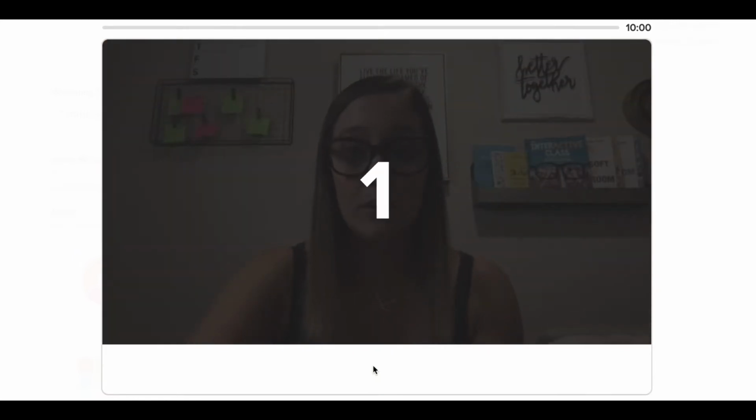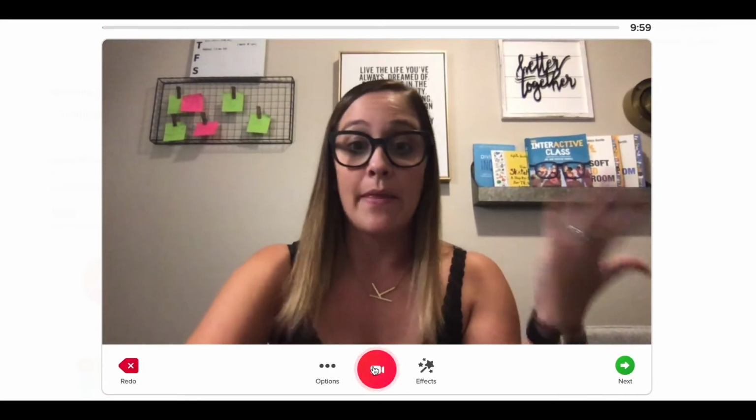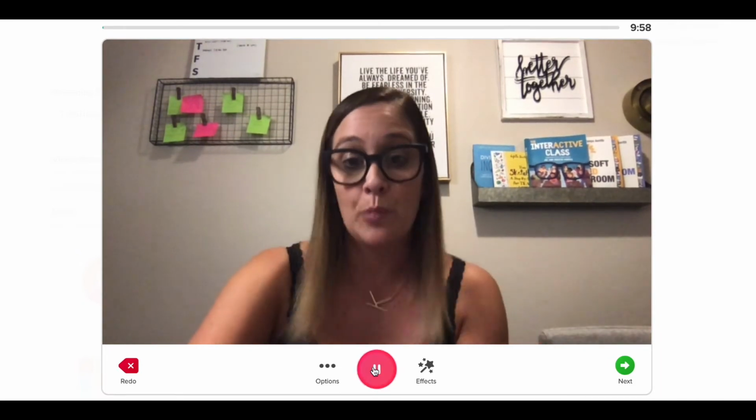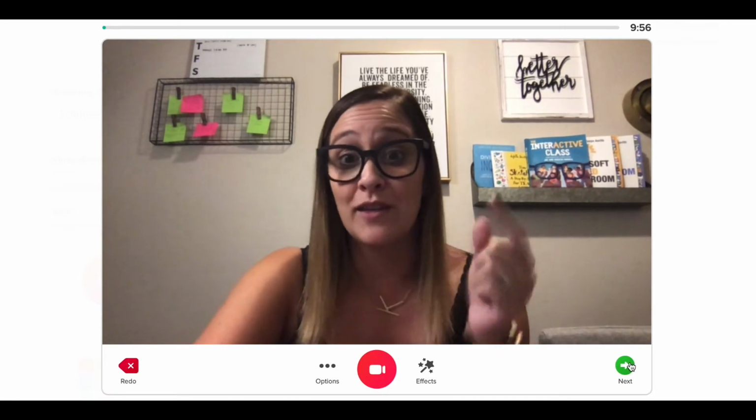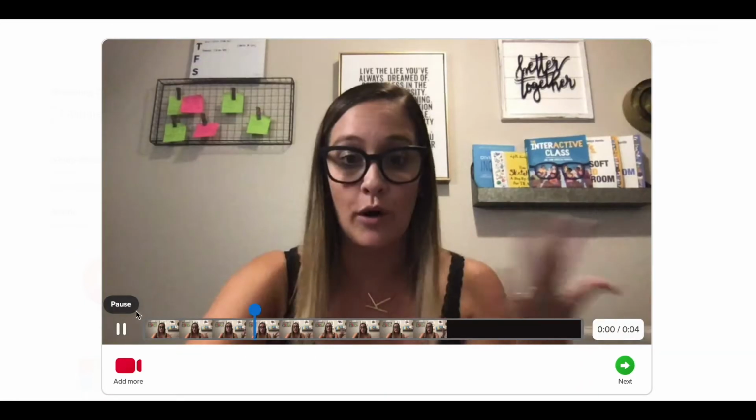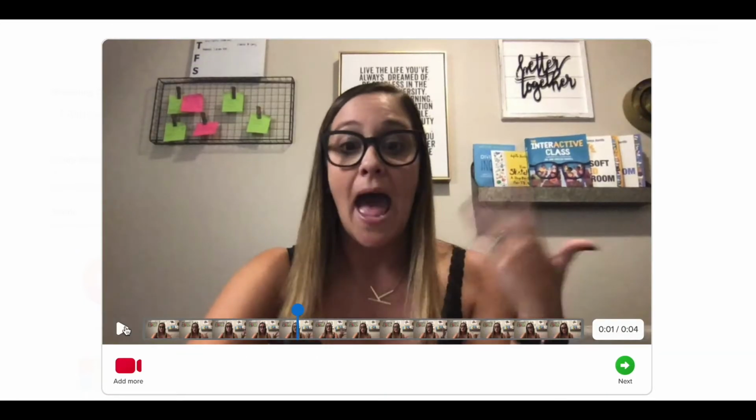When littles are recording videos, they often record and then they push pause and they record and they push pause and they do this over and over again. But what this does when you go to the next arrow is that it takes all of their segments and puts it into one long segment.